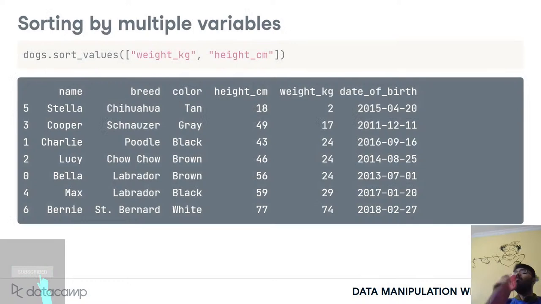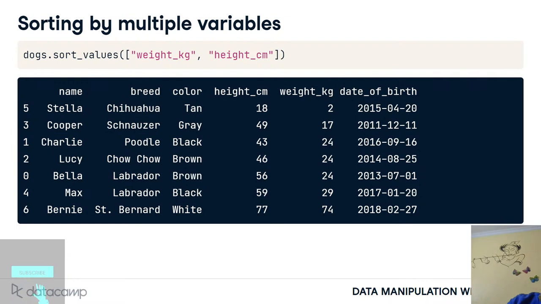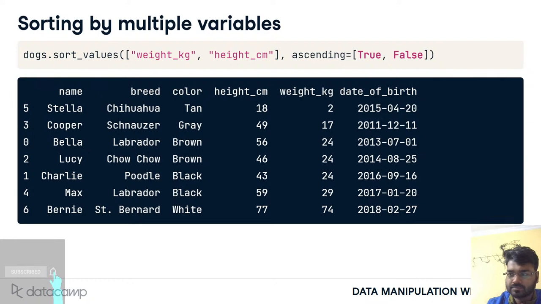We can sort by multiple variables by passing a list of column names to sort values. Here we sort first by weight, then by height. Now, Charlie, Lucy, and Bella are ordered from shortest to tallest, even though they all weigh the same. To change the direction values are sorted in, pass a list to the ascending argument to specify which direction sorting should be done for each variable. Now, Charlie, Lucy, and Bella are ordered from tallest to shortest.